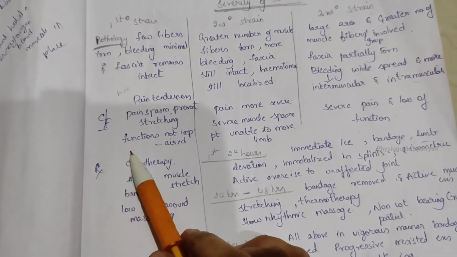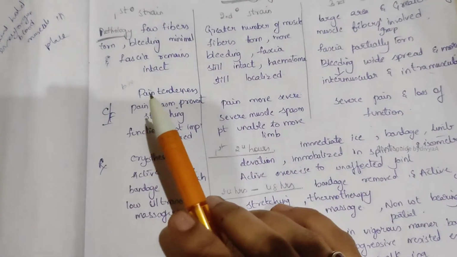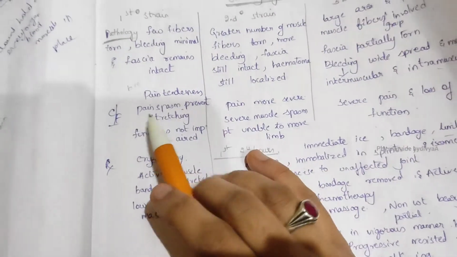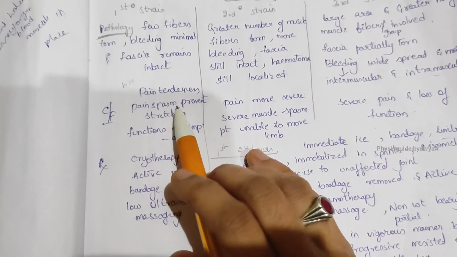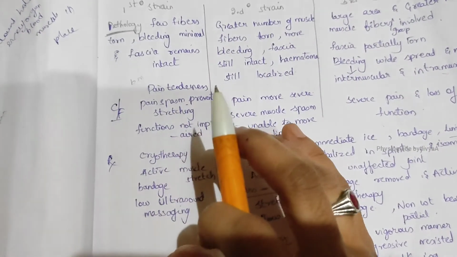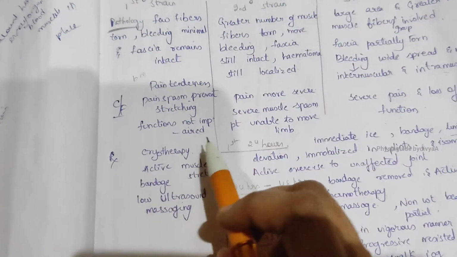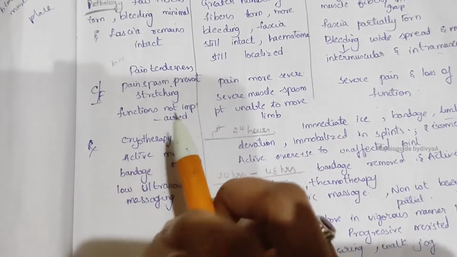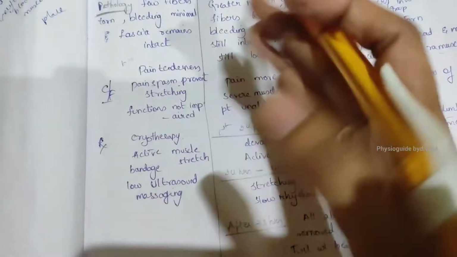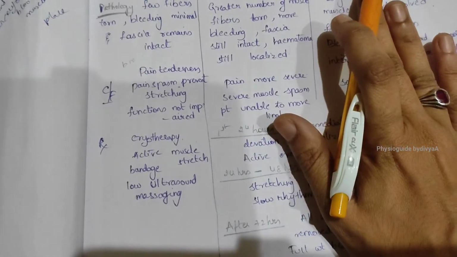And the clinical features: there will be pain and tenderness. Due to pain and spasm, stretching is prevented; they are unable to stretch. But functions are not impaired; they can do their functions.